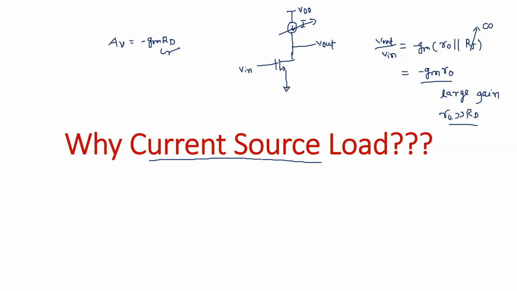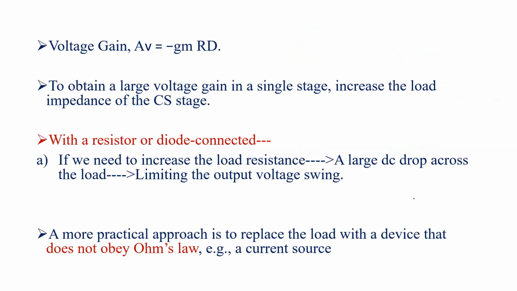And if we are implementing this current source using a MOSFET, then what will be the advantages or the problems? I'll discuss in the next slides. Okay, so the first point is the voltage gain. Usually in the single stage, we get minus GM RD. And to obtain a large voltage gain in a single stage, we need to increase the load impedance of the common source stage.